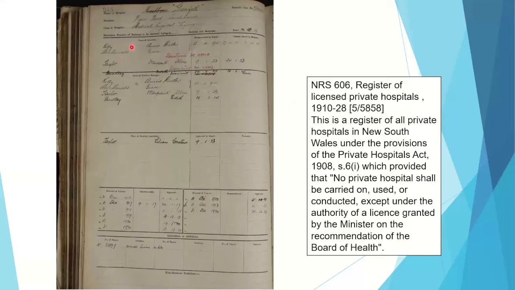So this one here is the Grenfell Hospital. It's in Leichhardt. It's a medical, surgical and lying-in hospital. The names of the licensees are given here, so it's several different people over time, as well as the names of the residents and the name of the resident assistant. It tells us the dates that people were licensed and whether it was approved or not, and it also tells us the total number of beds that were allowed at this hospital, so a total of 16 beds there.